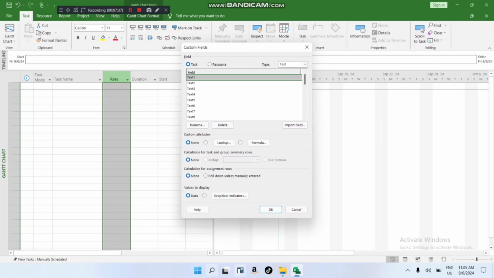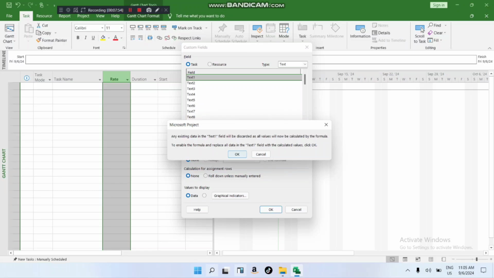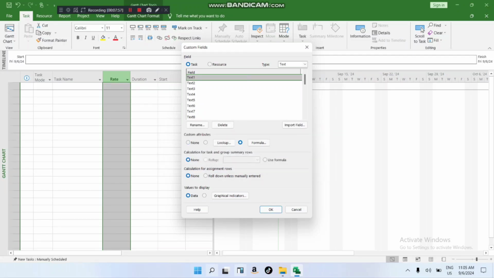Here we make a formula, like the rate is rate, but the amount is the quantity times the rate, and here you make a formula for this. Okay, I will choose this. Use a formula. Anyhow, we will see it one by one.